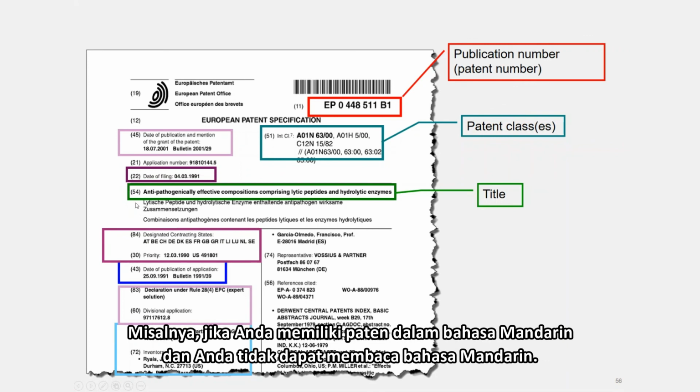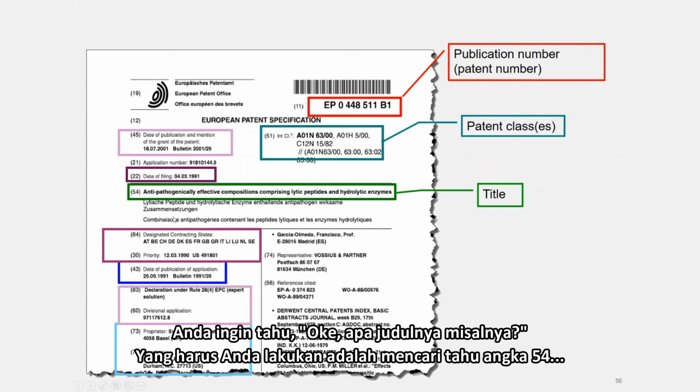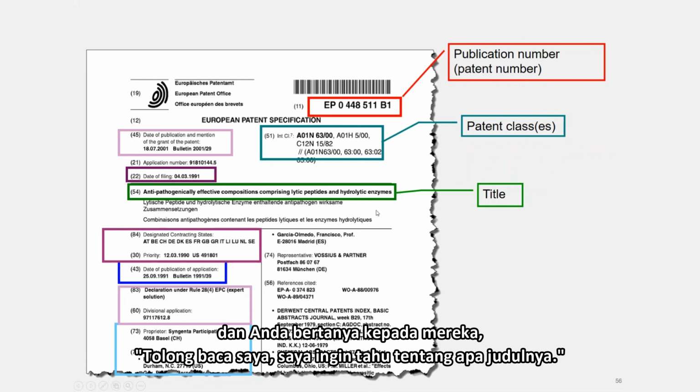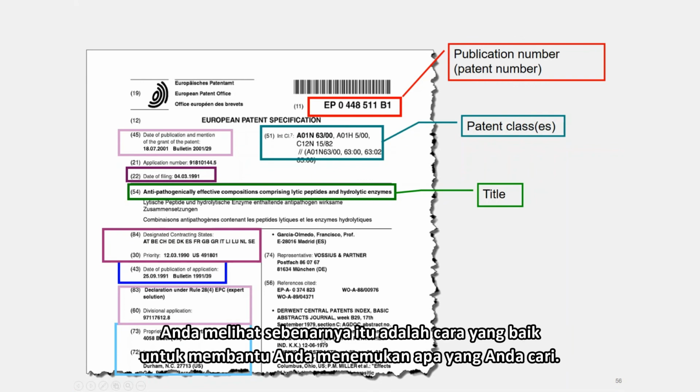For example, if you have a patent in Chinese and you cannot read Chinese, you want to know what the title is, for example. What you have to do is to find the number 54, and what is written in front of the 54 is the title. So you go to somebody who can read Chinese and ask them, please read me what the title is about. So you see, even that is a good manner to help you find what you are searching for.